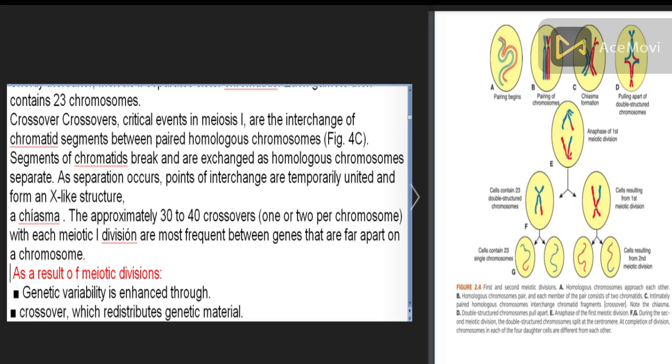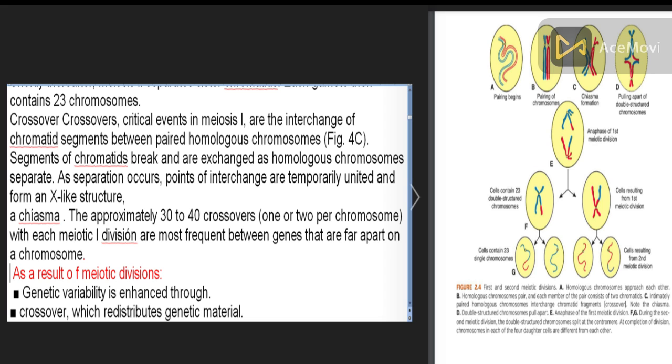Crossovers, critical events in meiosis I, are the interchange of chromatid segments between paired homologous chromosomes, Fig. 4c. Segments of chromatids break and are exchanged as homologous chromosomes separate. As separation occurs, points of interchange are temporarily united and form an X-like structure, a chiasma. The approximately 30 to 40 crossovers, 1 or 2 per chromosome, with each meiosis I division are most frequent between genes that are far apart on a chromosome.